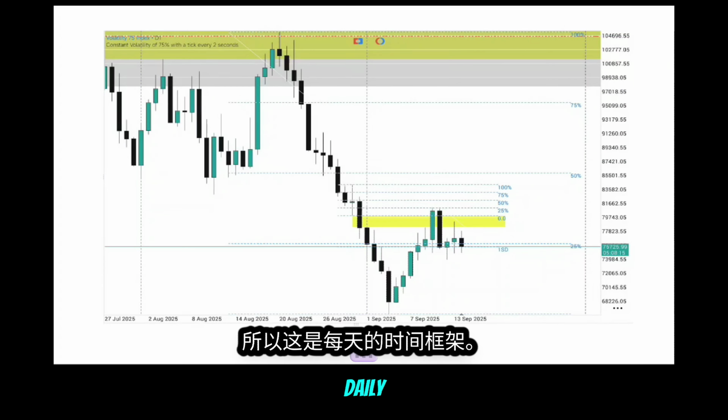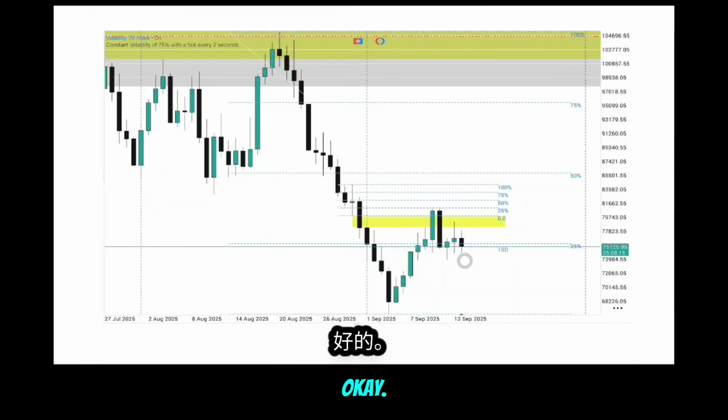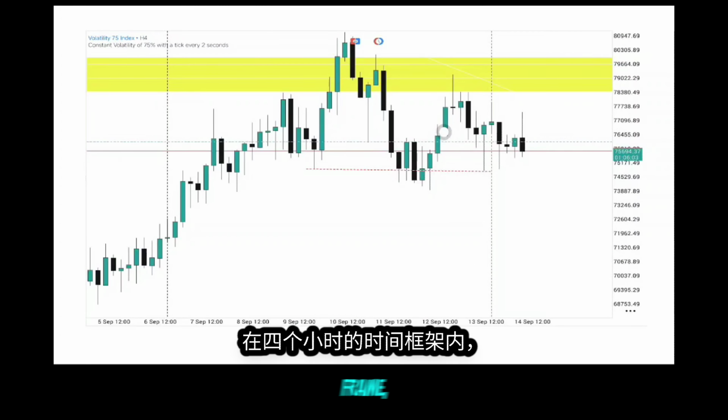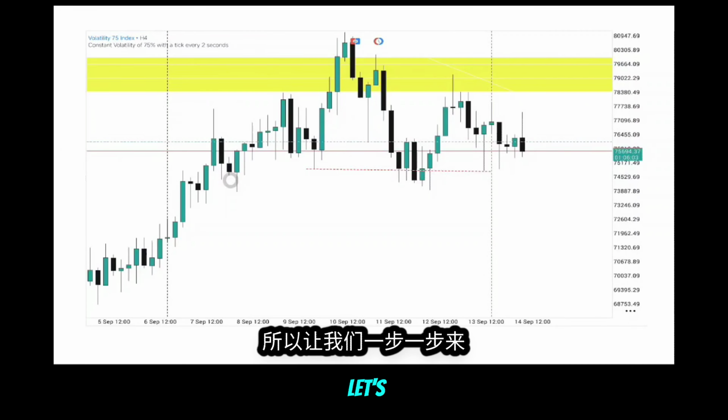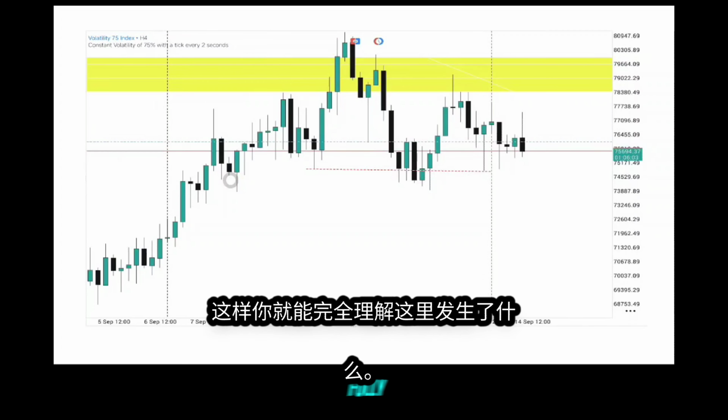Now let's look at what is further down. So this is on a daily time frame. Now let's look at what is further down on the 4-hour time frame. On the 4-hour time frame, we are seeing that this is the reversal that happened. It happened inside of the fair value gap and 25% into that daily order block.